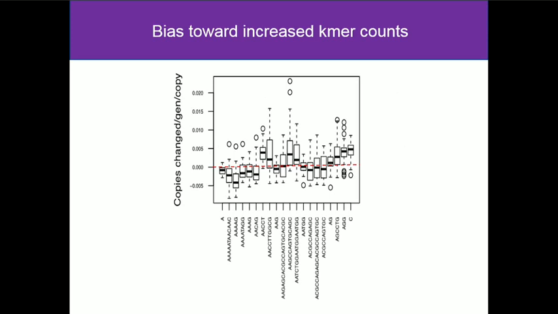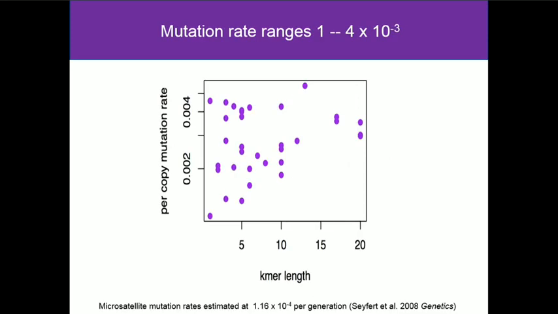And overall, there is a tendency for these mutation accumulation lines to gain heterochromatin. Most of these repeats are gaining a little bit. So there was a bias in that direction.